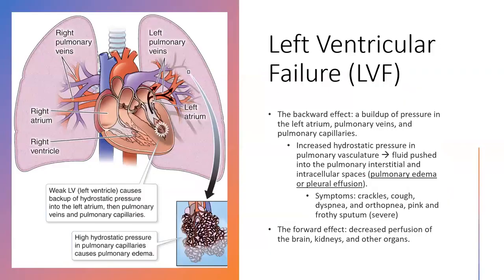So with the left ventricular failure, the backward effect causes a buildup of pressure in the left atrium, pulmonary veins, and pulmonary capillaries. This all causes an increased hydrostatic pressure in the pulmonary vasculature. Fluid is pushed into the pulmonary interstitial and intercellular spaces, which causes pulmonary edema or pulmonary effusion. So that's where you get those symptoms of crackles, cough, dyspnea, orthopnea, pink and frothy sputum, which means very severe pulmonary edema. The forward effect, decreased perfusion of the brain, kidneys, and other organs.